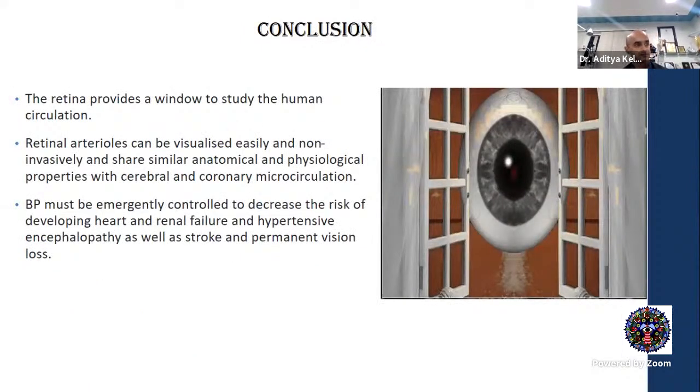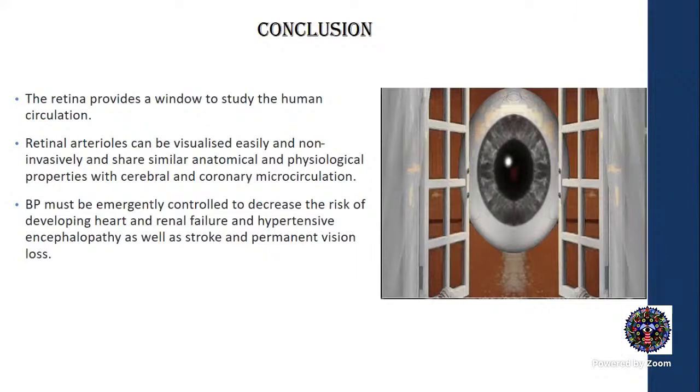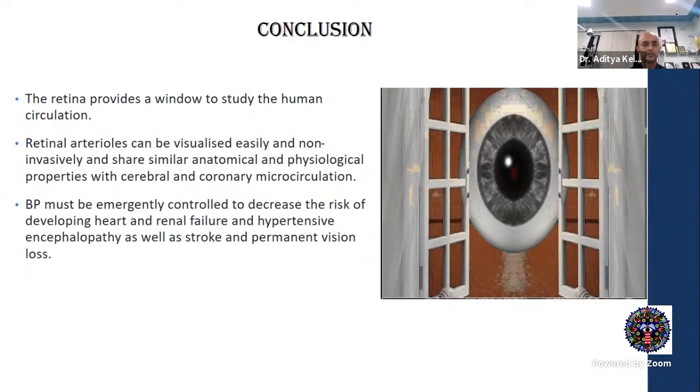So as you know, the retina provides a window to study the human circulation. The retinal arterioles can be visualized easily and non-invasively, and they share similar anatomical and physiological properties to coronary and cerebral microcirculation, and therefore the retinal vessels often correlate with the cerebral and cardiovascular health of the individual. BP must be emergently controlled to decrease the risk of developing heart or end organ damage. You can call it heart disease or renal failure.